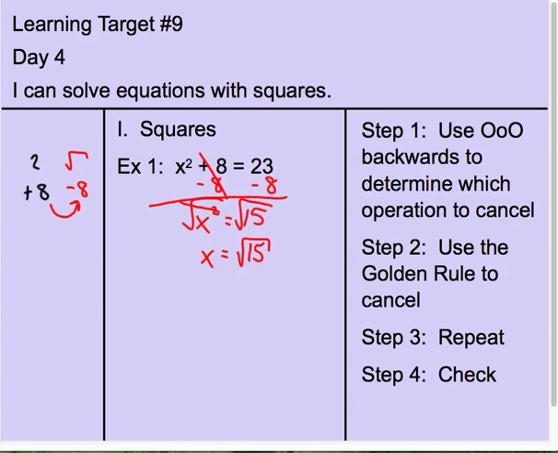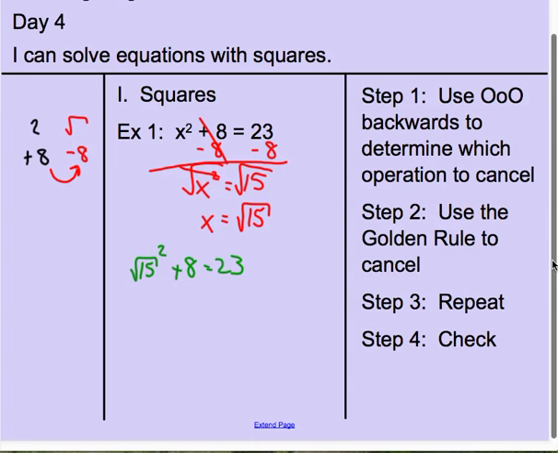All right, now we're going to check our answer, and this will be easier than you think. First thing we're going to do is substitute the square root of 15 for x. Now, I know most of you are thinking, well, I need to pull out my calculator to figure out what the square root of 15 is so that I can square it. But think about what we just did on this step.